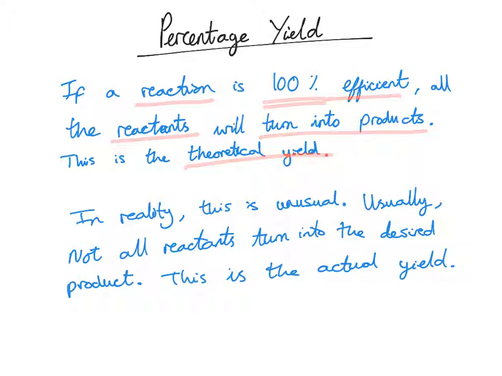That's 100% of it. However, in reality, this is unusual. Usually, not all the reactants turn into the desired product. This is what we call the actual yield. I'll show you an example now.